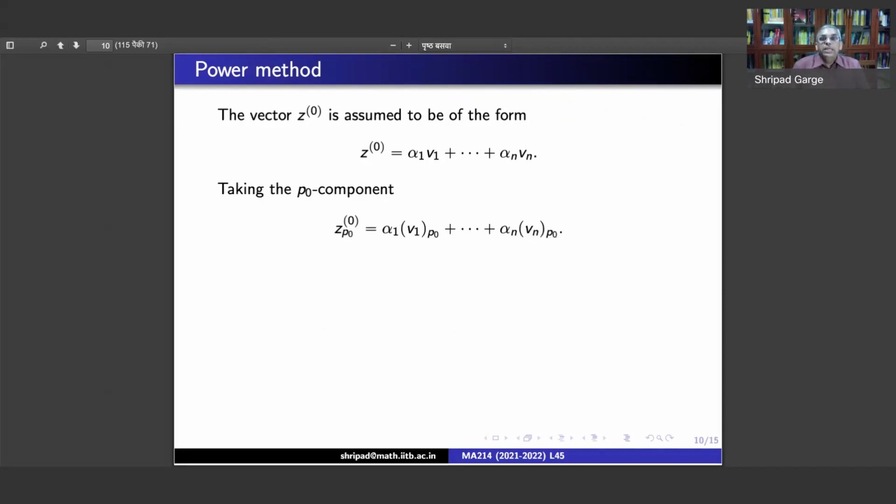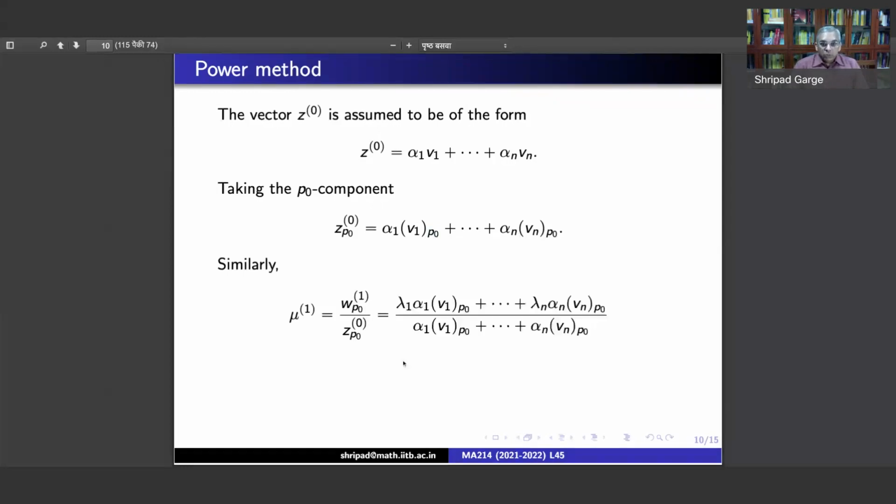z p naught is alpha 1 v1 sub p naught dot dot dot alpha n vn sub p naught. Here p naught is the component of the vector v1. We are simply taking those components, and once you have applied the matrix capital A, you get w1, but you are still taking p naught. So mu1 will be, I need to put a modulus for the denominator. So there will be a modulus here in the denominator.